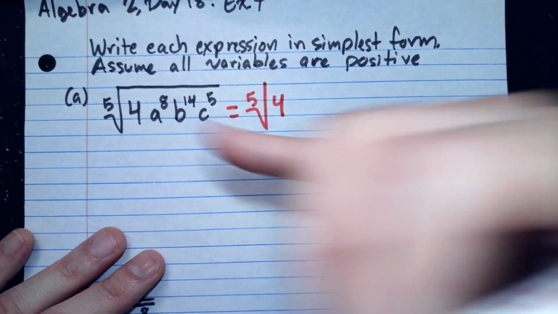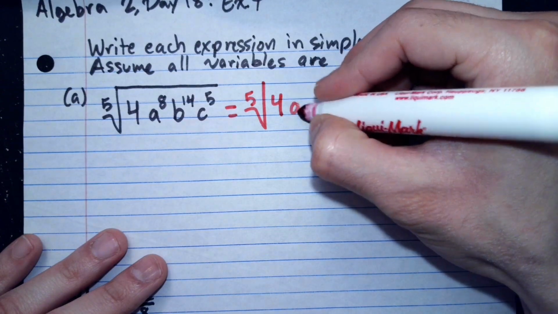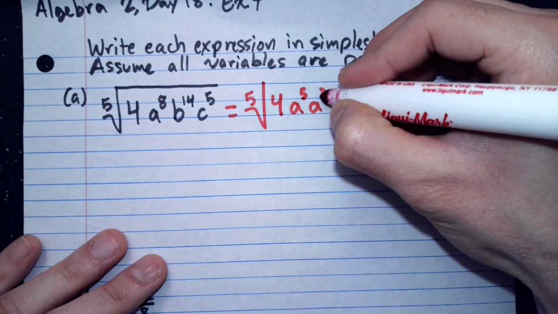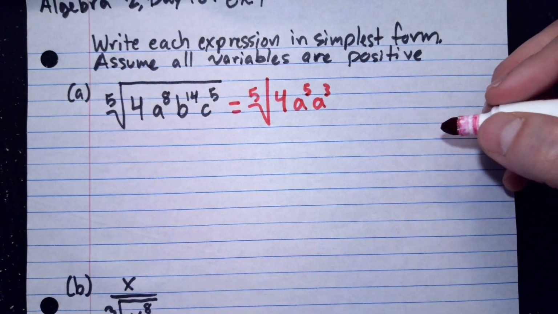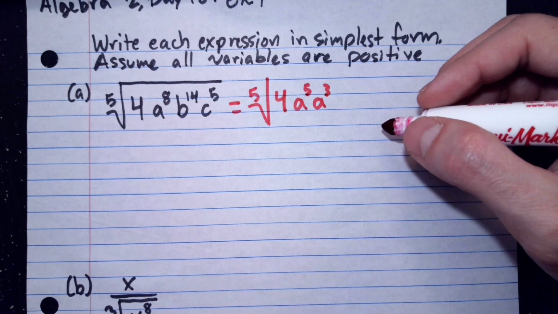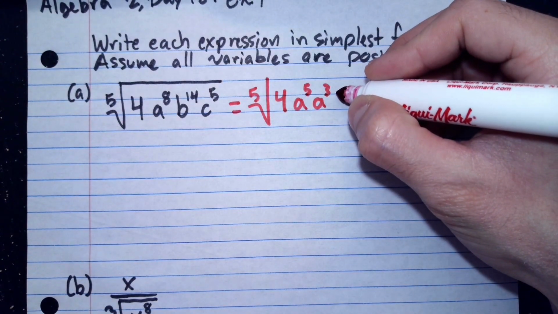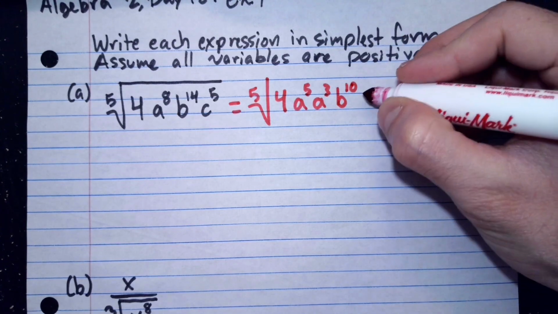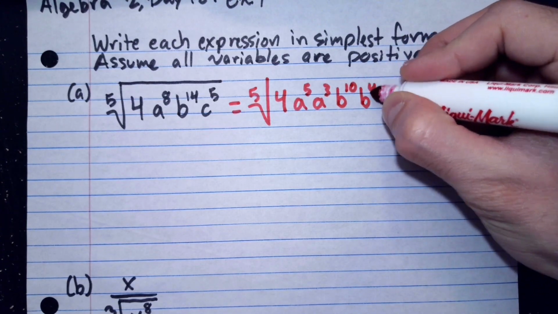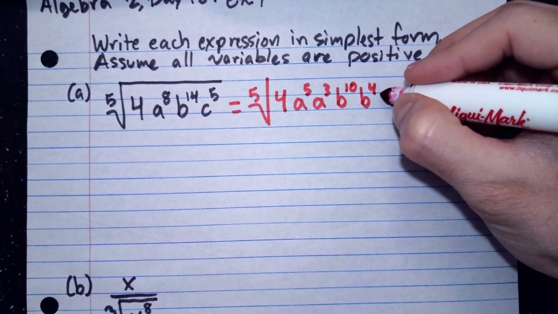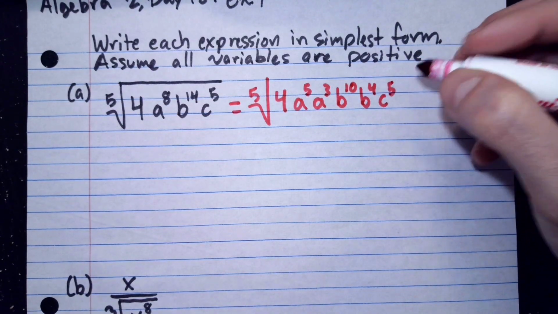Now, a to the 8th, I can actually write this as a to the 5th times a to the 3rd, thanks to my exponent properties. And then b to the 14th, I'm going to do something similar. I'm going to do b to the 10th times b to the 4th. And then c to the 5th is already where I need it to be, so I'm going to leave it like that.